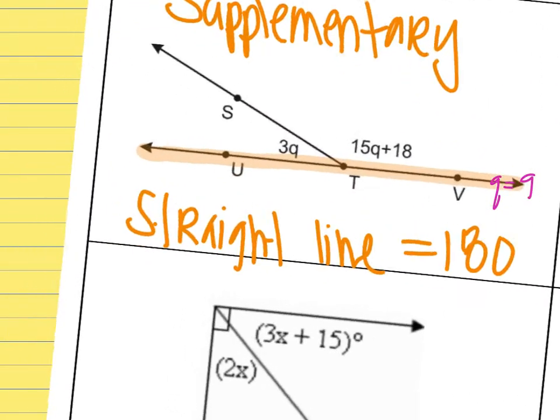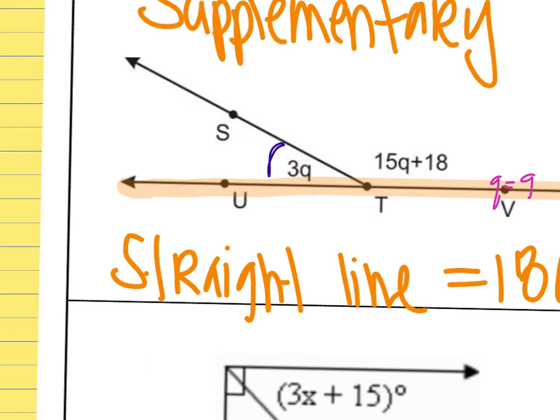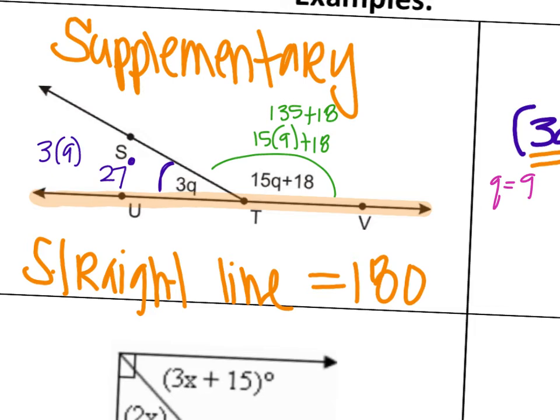Okay, then I could come over here if I need to find the value of this angle right here. I would do 3 times 9, so that's 27 degrees. And then this angle, I would do 15 times 9 plus 18. 15 times 9 is 135. Then I would add 18, and then altogether that makes 153. If I zoom over here, this angle is 153 degrees.